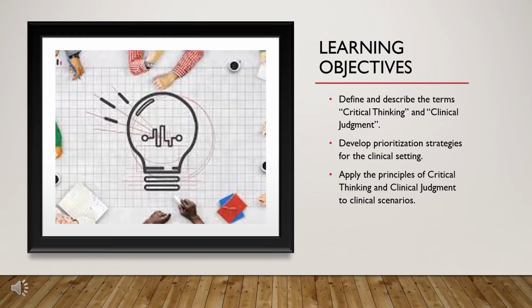Now first, let's review our learning objectives. So our first objective is to define and describe the terms critical thinking and clinical judgment. Next, we're going to develop prioritization strategies for the clinical setting. And finally, we're going to apply the principles of critical thinking and clinical judgment to various different clinical scenarios.